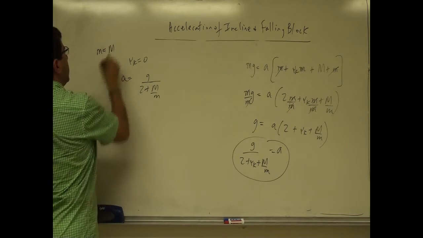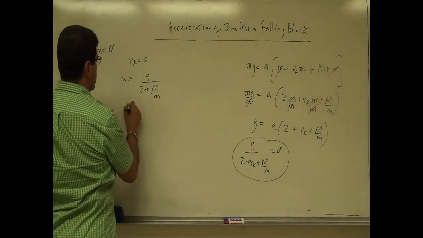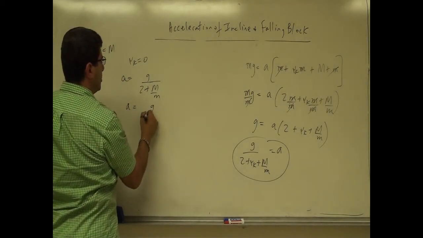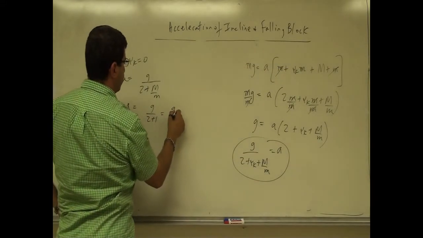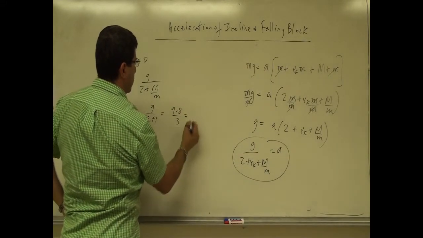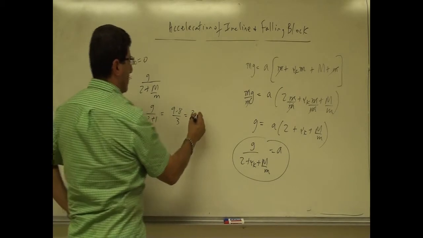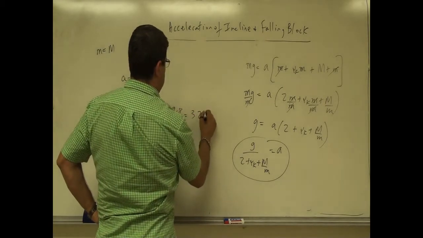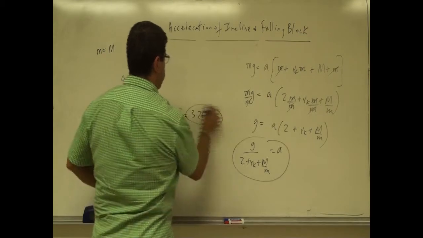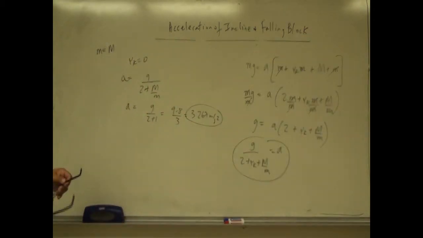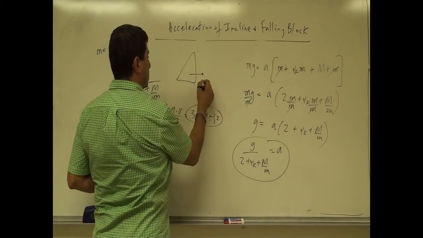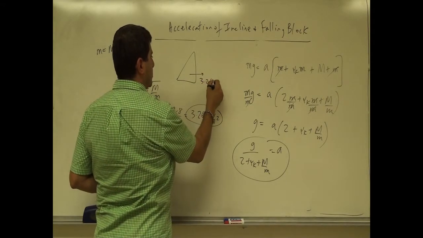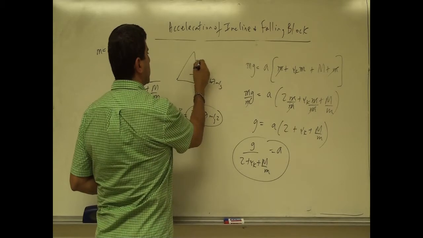Little m equals big M, so then the acceleration will just be equal to g over 2 plus 1, right? So then it'd just be 9.8 over 3, and that'll be 3.267 meters per second squared. Okay, so what would happen if the masses were the same? The inclined plane would accelerate to the right with an acceleration of 3.267 meters per second squared.